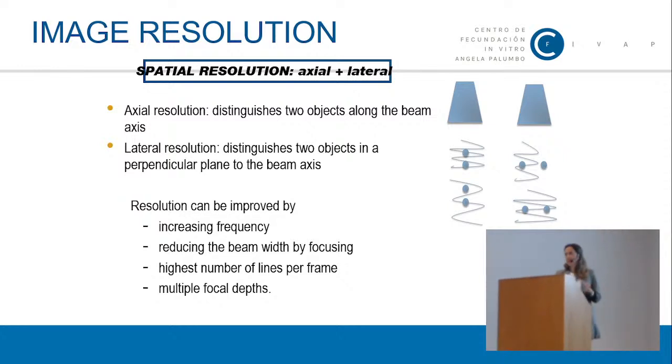There are many things that we can adjust to improve spatial resolution. We can increase the frequency and reduce the beam width by focusing. That is going to increase the frame rate, but we can also use a high number of focal zones and increase the lines per frame. But we have to know that this is going to affect the temporal resolution.